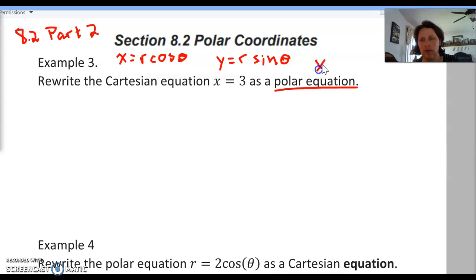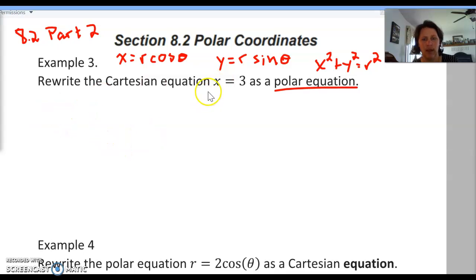When we go the other way, we're also going to be needing the x squared plus y squared equals r squared equations. So for this one, we have to rewrite the Cartesian equation x equals 3 as a polar equation. Now, it's really amazing to see what these equations look like when you go back and forth. Now, this one is just a line, but when we go into polar equations, and you're going to be graphing some of these on Desmos, some polar equations can make some really amazing, beautiful graphs.